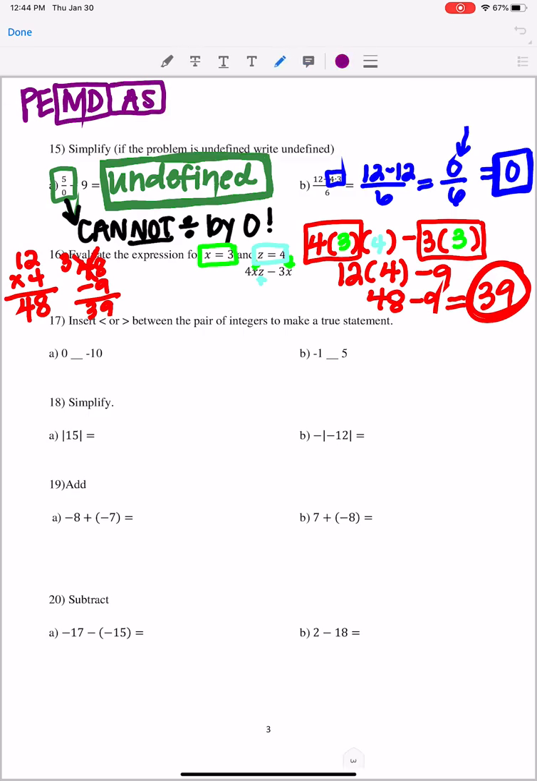Insert your less than or greater than between the pairs of integers to make a true statement. So I always think of these as little Pac-Mans.